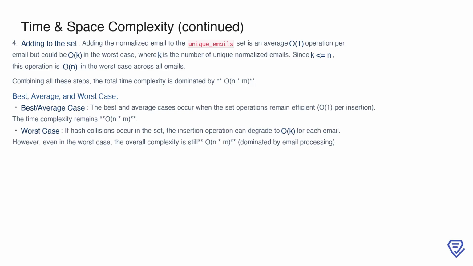Now, considering the best and average cases, these occur when set operations remain efficient, keeping the complexity as O(n*m). In the worst case, even if hash collisions degrade set insertion to O(K), the solution is still dominated by the email processing, so the overall complexity remains O(n*m).